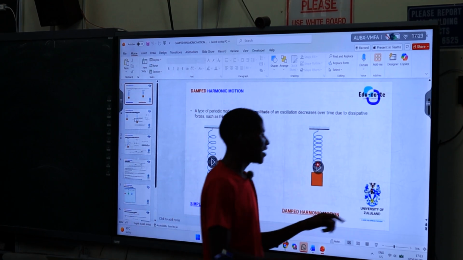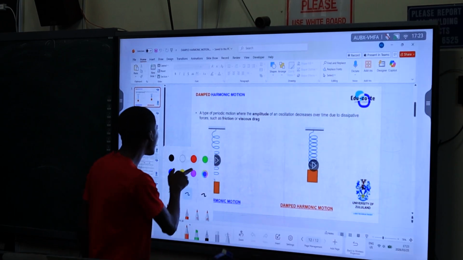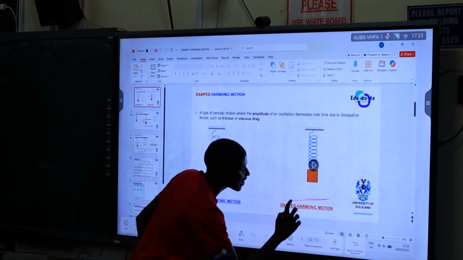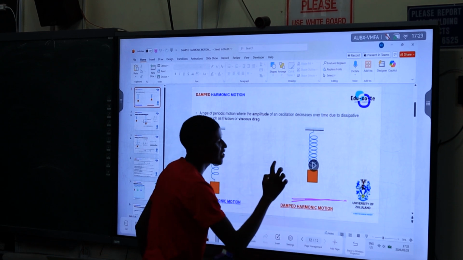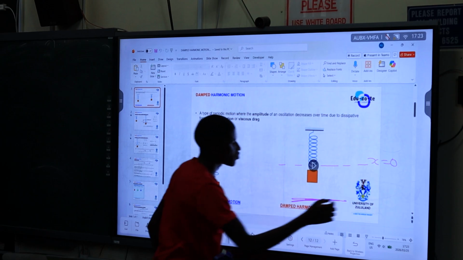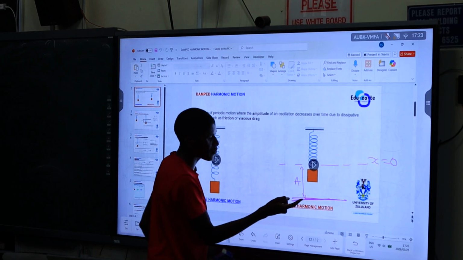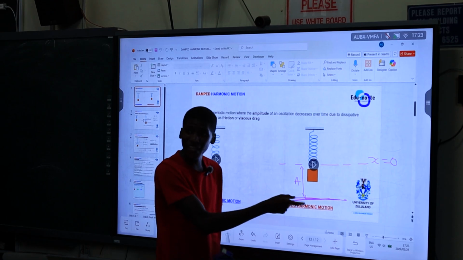Okay, now, in this sketch, we're going to say maybe the initial amplitude. Let's just say this was its equilibrium position, which is x equals 0. So its amplitude was here. This was its amplitude. It was reaching this maximum displacement.